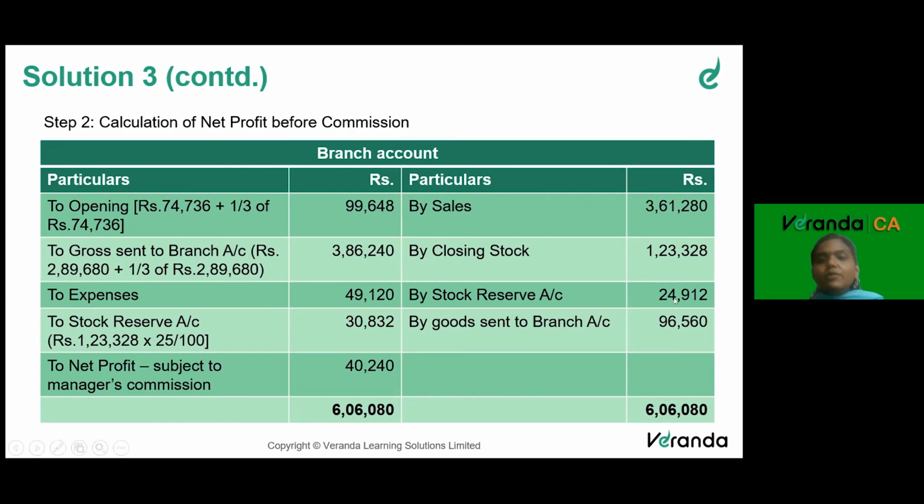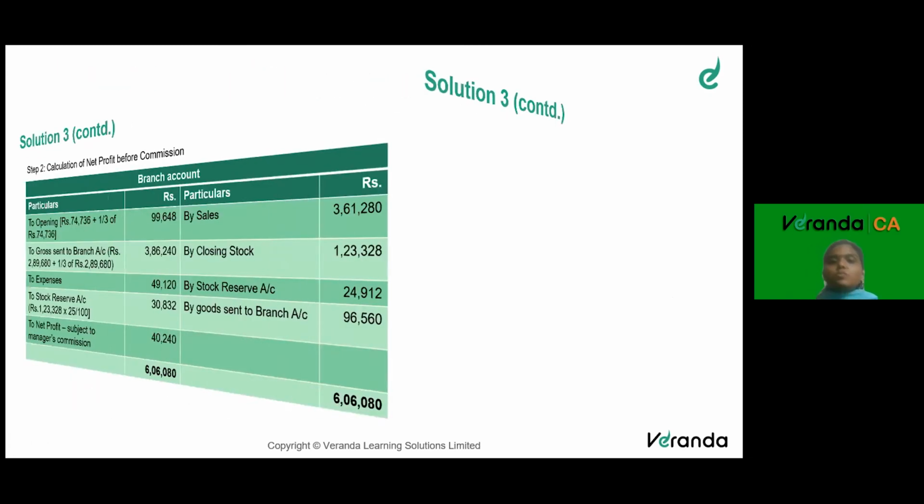So how did I get this amount? Opening stock, 1/3 of 74,736. Or 99 minus 74, that is also one way. Or 74,000 on that 1/3. You get this amount. Yes, so I have reversed one.